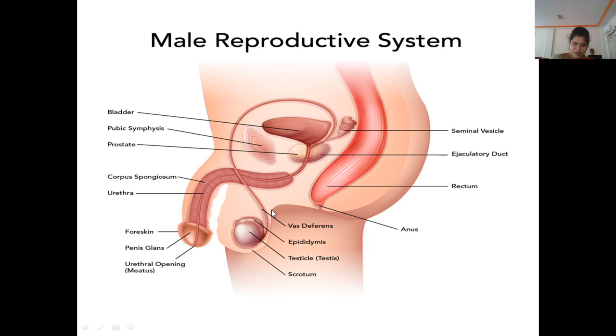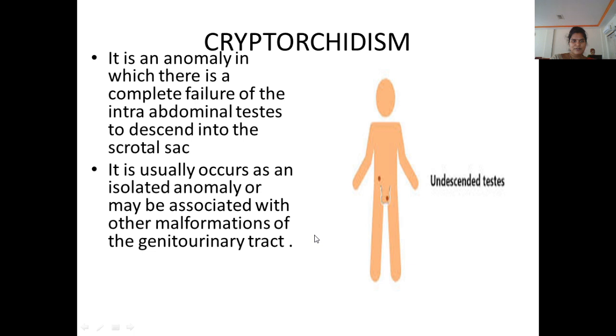First of all, you want to know where the testis is situated. It is situated in the scrotal sacs on either side of the penis. As usual, this is the rectum. We'll see one by one.